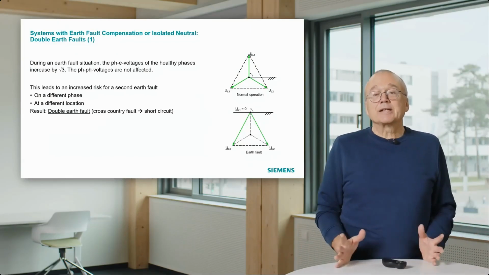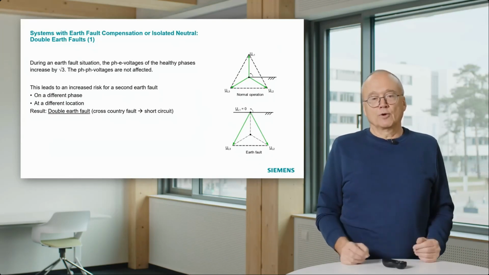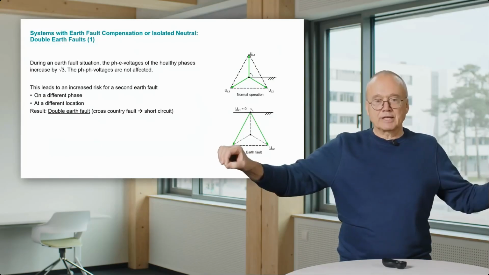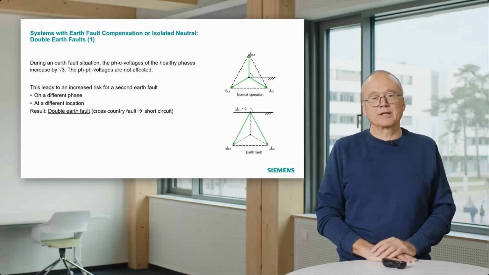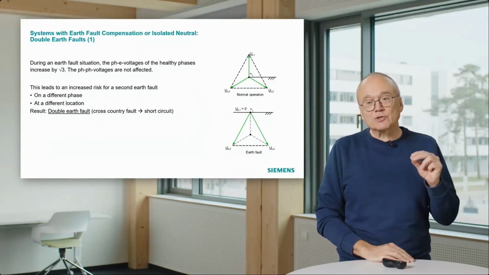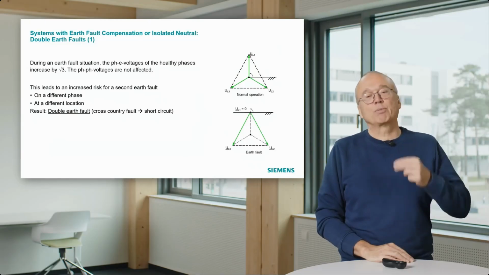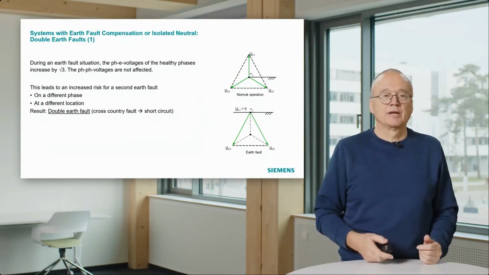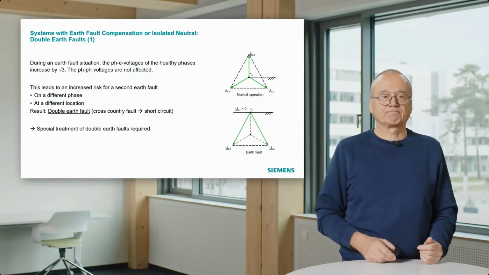And then the result is we have a double earth fault, and we call it cross-country fault because it can be at two different locations in the network, and that is a short circuit. And that is a point where the distance protection has to do something because we have short circuit currents flowing.